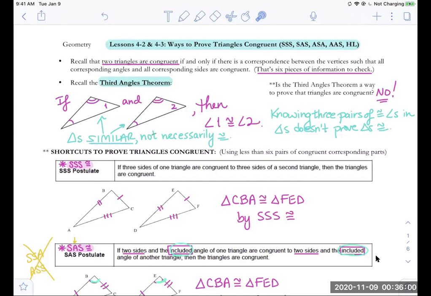Remember that similar means they're the same shape, but they're possibly different sizes. So you could keep the angle measures the same in one of the triangles and blow it up or shrink it down to make it a different size than the first triangle, where they would still be similar, would still have the same angle measures. However, the side lengths would just be proportional.